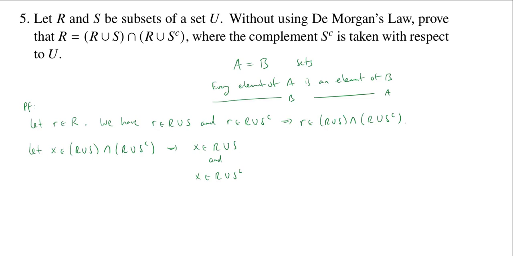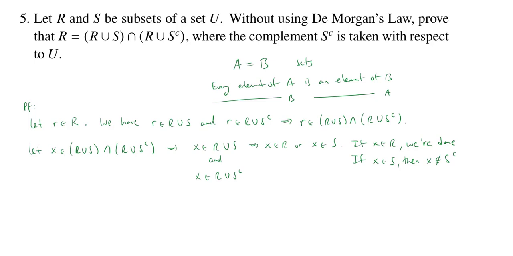Okay, so in this first one, this implies x is in R or x is in S. Now, if x is in R, we're done, because that's the goal. We wanted to show that every element in this intersection was in R. So if I have an element x and it's in R, then I feel pretty good about myself. Well, what if x is in S? If x is in S, then we know that x is not in the complement of S. You cannot be in both a set and its complement.